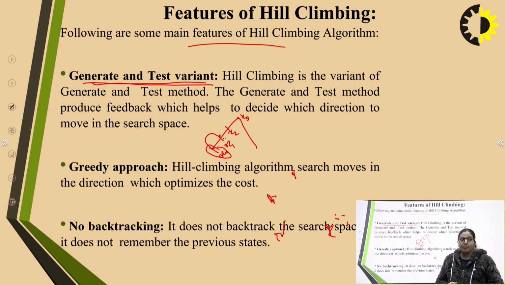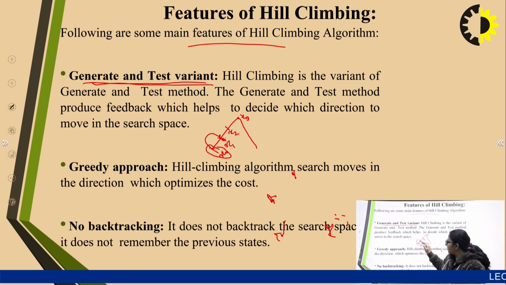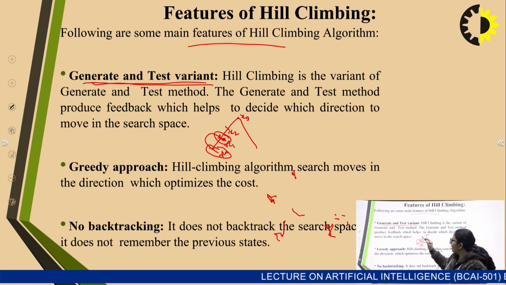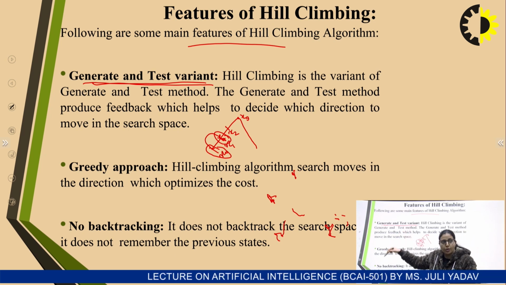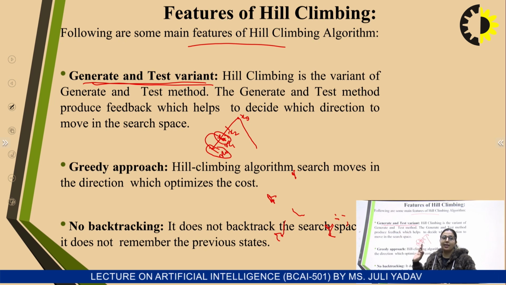The generate and test method produces feedback which helps to decide in which direction we need to move, or in which direction the state space diagram needs to be explored, right? If this is the best solution, meaning there is no other solution present in this state space diagram, then we can say that this is the best solution, right? That is why this algorithm has the features of generating the solution as well as testing the variants.